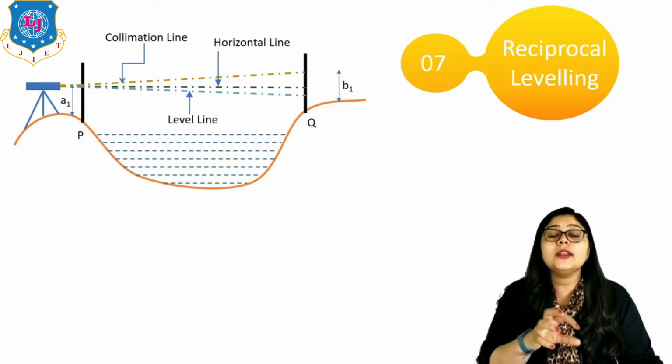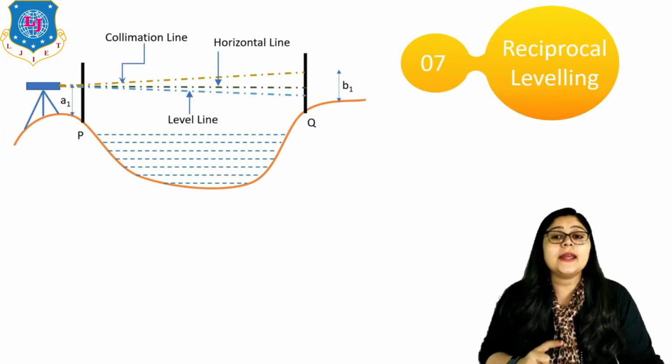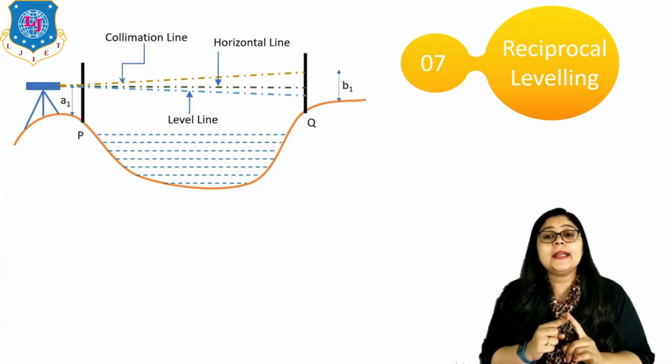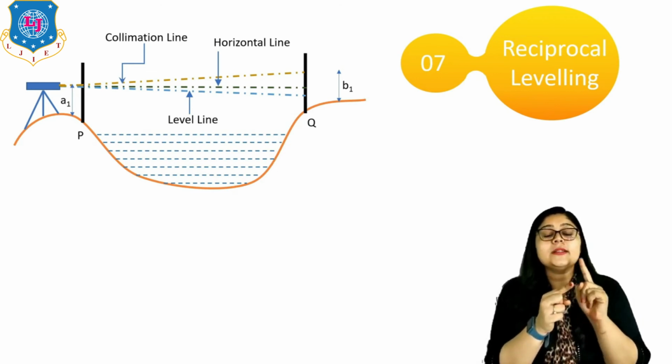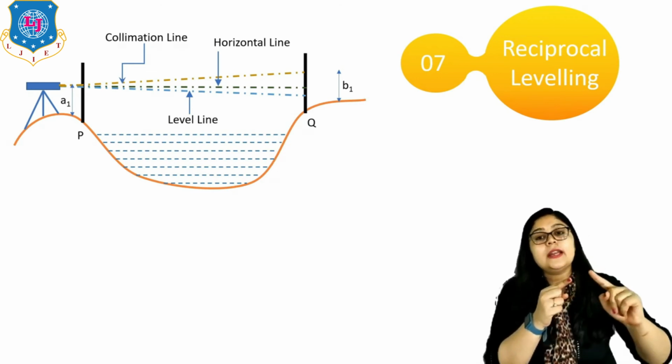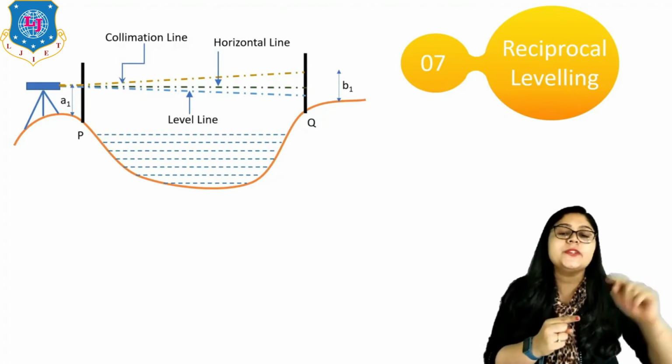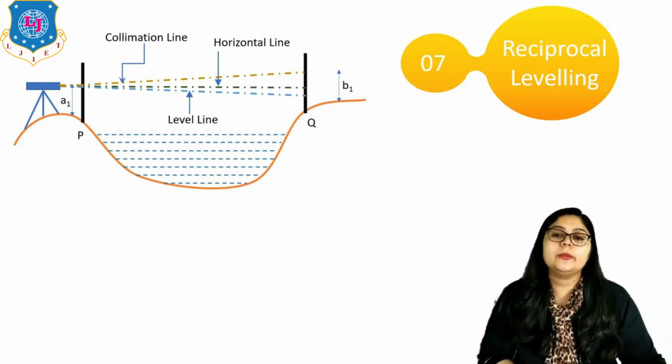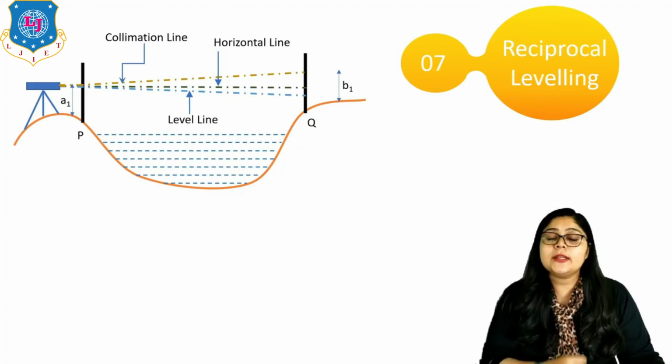Now you know all these lines, right? Horizontal line and level line. What is the collimation line? Basically, it is the line through which the eyepiece and object glass, and the line which continues to the object, is passing, is known as the collimation line. So that reading is known as B1.